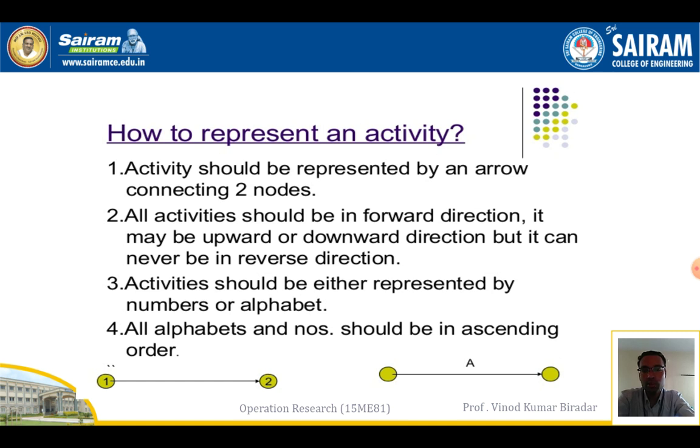Okay, so an activity should be represented either by a number or an alphabet. Third means you can represent it as 1 2 3 4 or a b c d, any one. All alphabets or numbers should be in ascending order. All those things should be in ascending order, 1 2 3 4. It should not be 3 2 1 like that. Okay, so this is about the representation of an activity.